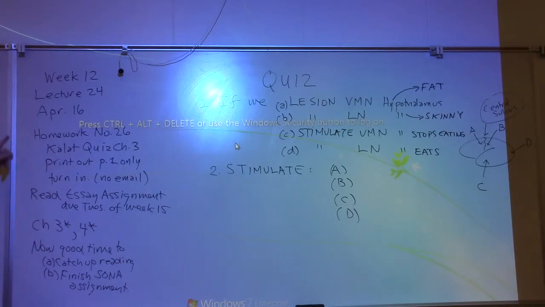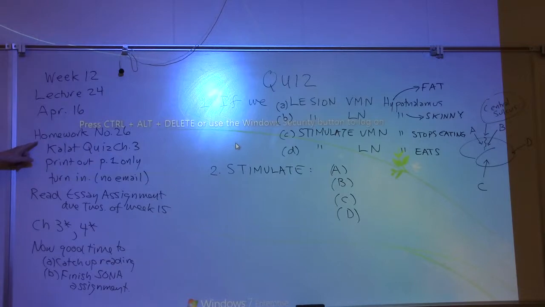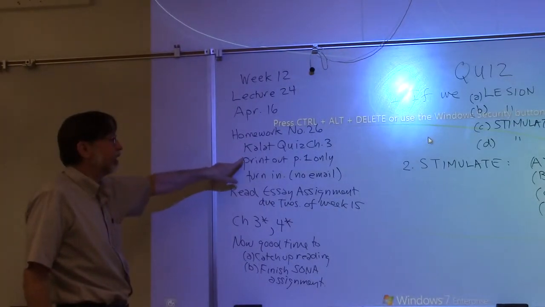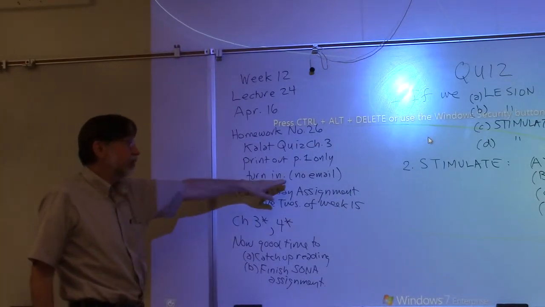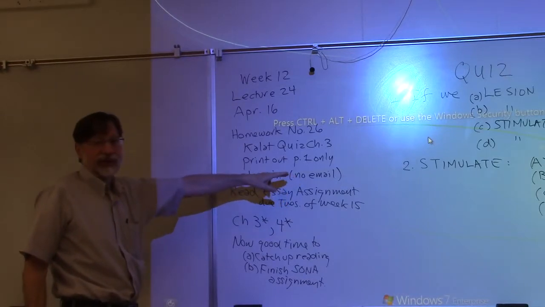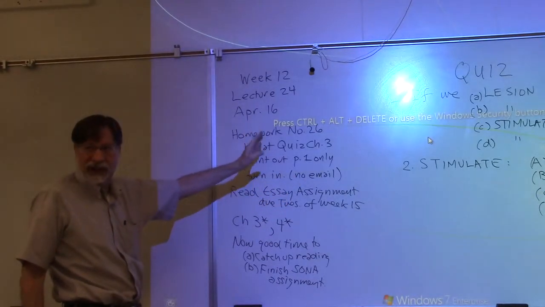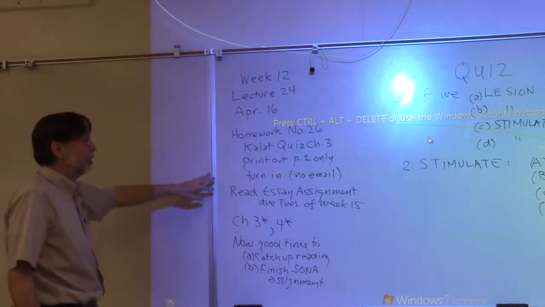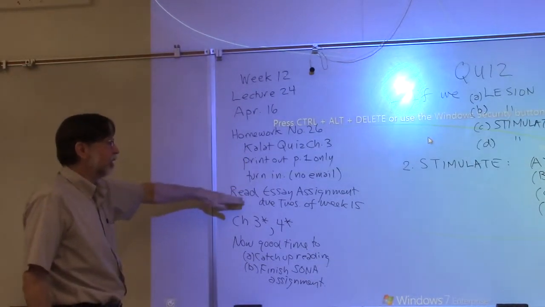All right. Homework number 26 I'm assigning. That's to do the CALIT quiz, the multiple choice quiz for chapter 3. So you go to the CALIT website, follow the link, choose chapter 3, and do the multiple choice quiz, and then take it and print out page 1 only. I'm reminding you it invites you to send it by email. You can send it to yourself by email, I don't care, but I'm getting about 100 emails a day. Bring page 1 and turn that in.